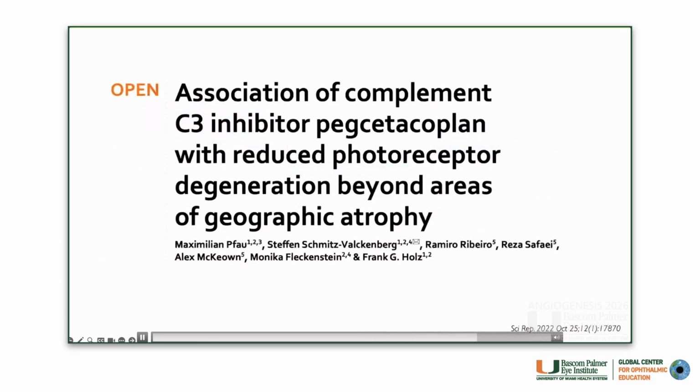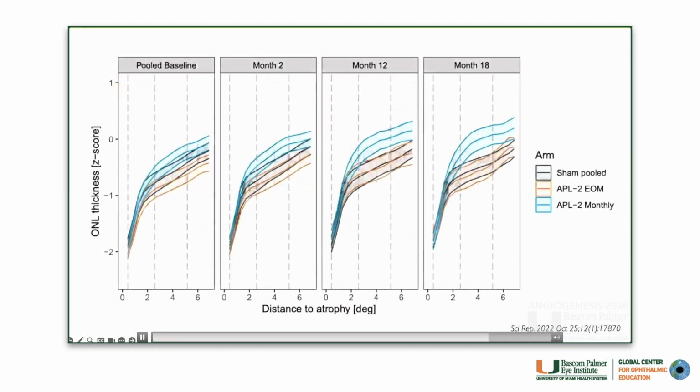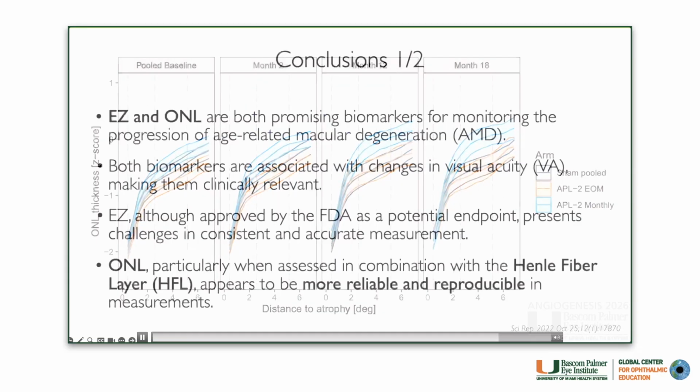But is ONL already used in evaluation of data from clinical trials? Again, with the post hoc analysis of pegcetacoplan, Maximilian Pfau and Frank Holz's group actually evaluated the ONL in patients with atrophy and the surrounding area. And they showed the possibility to look at the difference between the monthly and the every-other-month injection.